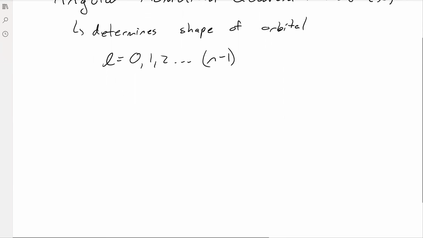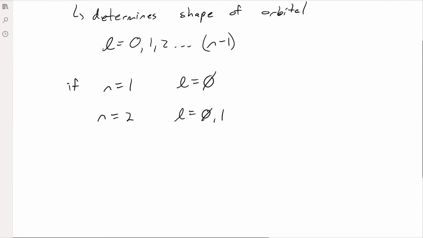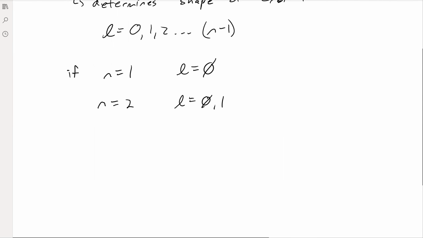1. So it can never be larger than n or equal to n. So for example, if n is equal to 1, L is only allowed to be equal to 0. If n is equal to 2, L can now be 0 and 1, right? It can go up to n minus 1. 2 minus 1 is 1. If n equals 3, then L can equal 0, 1, or 2.